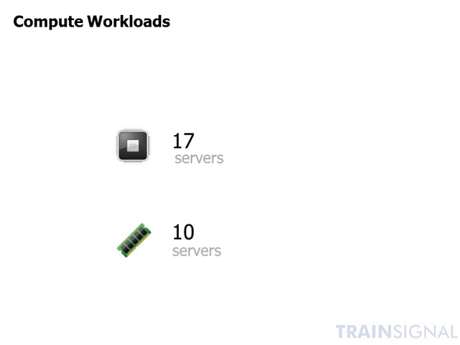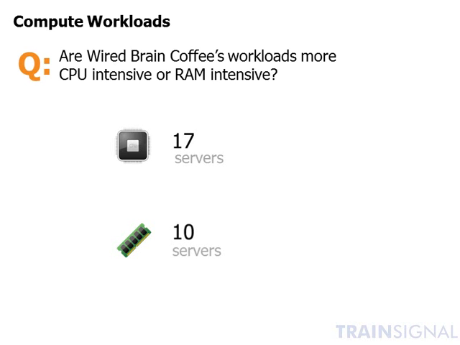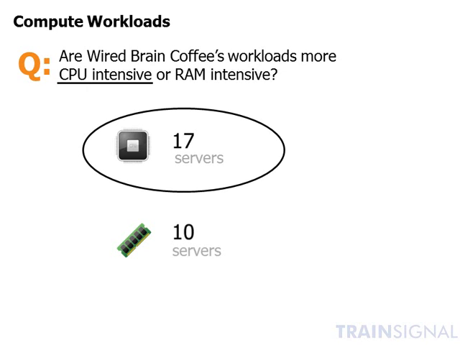With this information in mind, what does that tell us about Wired Brain Coffee's workloads? Are their workloads more CPU intensive or more RAM intensive? Well, looking at the numbers, we need more servers to satisfy the CPU requirements than we do to satisfy the RAM requirements. That means their workloads are more CPU intensive.